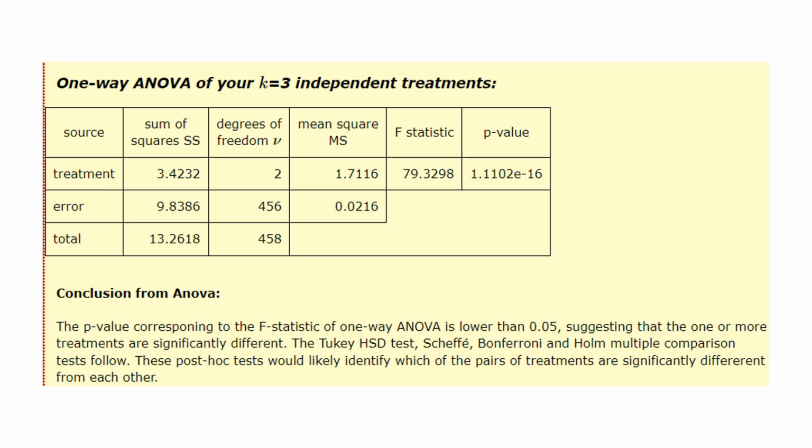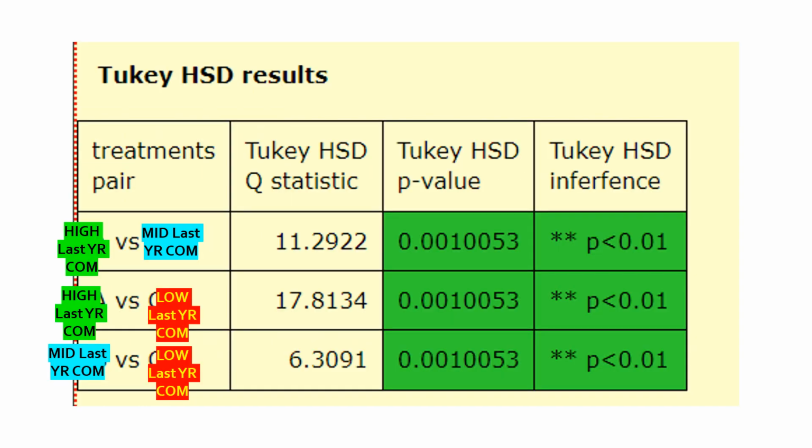So we have to do another test. And in this case, it's the Tukey's honestly significant difference test. And we get a p-value here. If it's in green, that means it's not random. The differences are real based on the actual treatments. So high versus mid last year are completely different this year, as well as high to low. And mid to low is different as well.